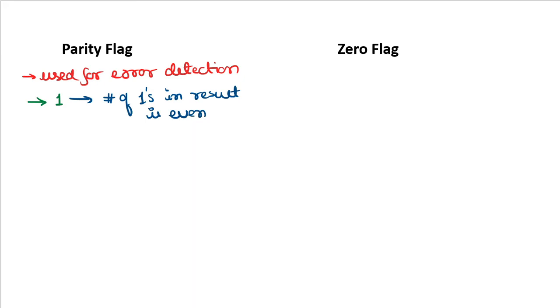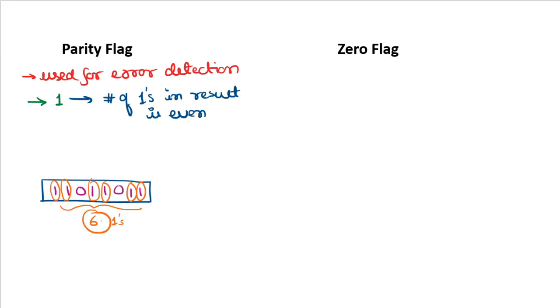Let me give an example here. Let's suppose this is an accumulator register and the result here is 110110 11. Now let's count the number of ones. 1 2 3 4 5 and 6. So there are 6 ones.